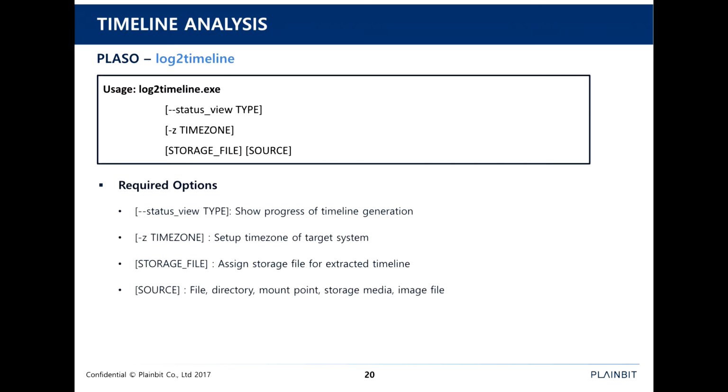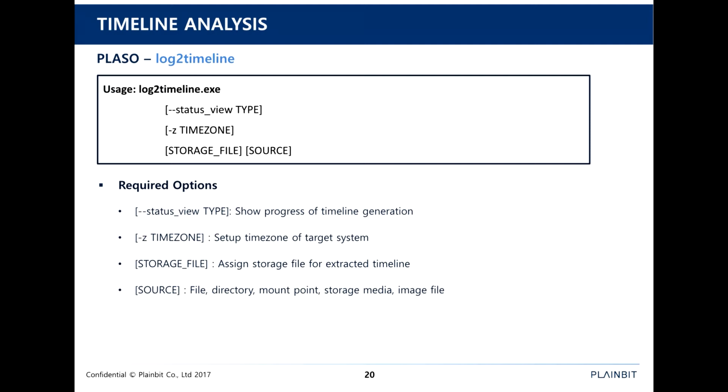You must first enter the time zone. Most artifact data has a time value of UTC plus 0. Therefore, you need to include the time in the region where the incident occurred to analyze the incident correctly. Next is the storage file path and name. You must enter the storage information to store the generated data so that you can check the timeline data.